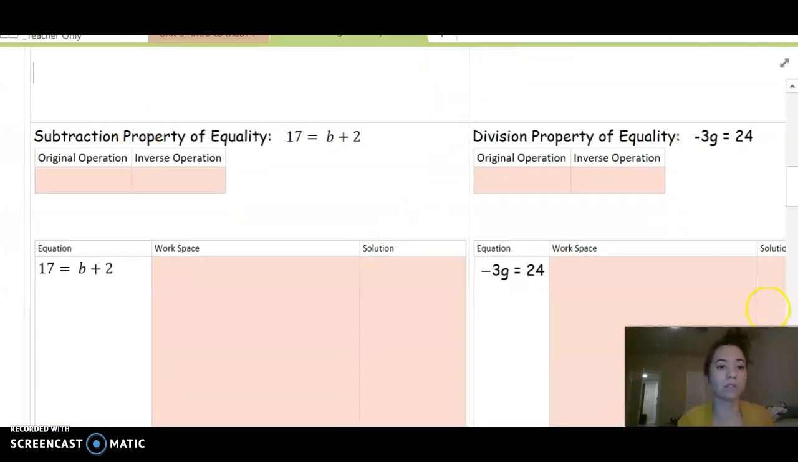So subtraction property of equality. So I here have 17 equals b plus 2. So with my variable, I have a plus 2. So my original operation is addition, inverse of addition. What's the opposite of add? Subtract.